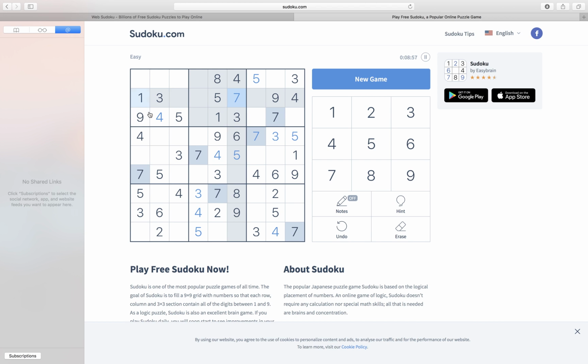Okay, let's try to fill this square. So 7 cannot be placed here because of this column. 7 cannot be placed because of this row. Only these two spaces remaining, but 7 cannot be placed because of this row. So 7 only will go here.